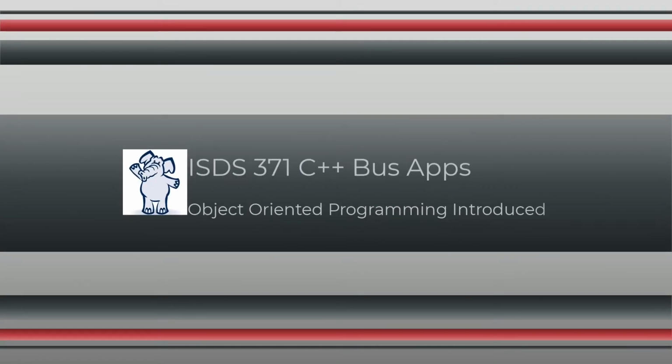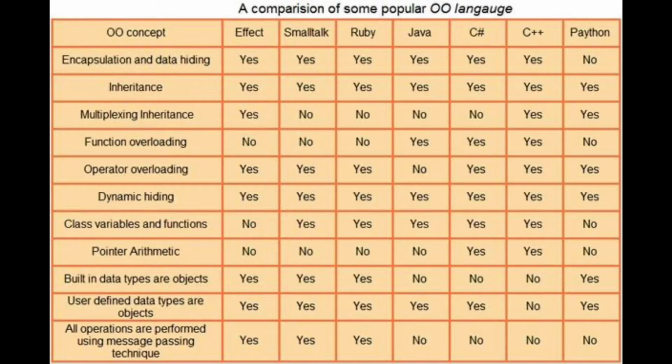Object-oriented programming is a huge topic. There are many techniques and technicalities to learn in C++, not to mention other object-oriented languages like Smalltalk, C#, Java, Python. And not all object-oriented languages are equal, but they generally fall into three main categories.